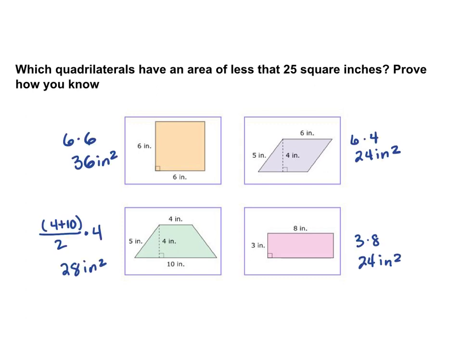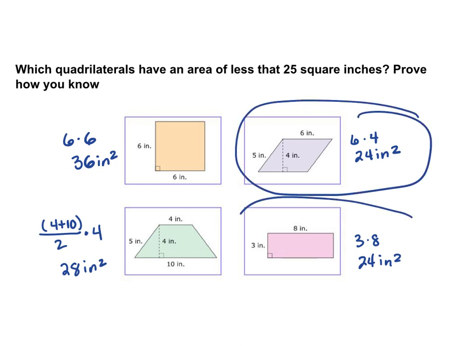All right, if you did all that work, you would see that it would just be this one and this one that are less than 25.